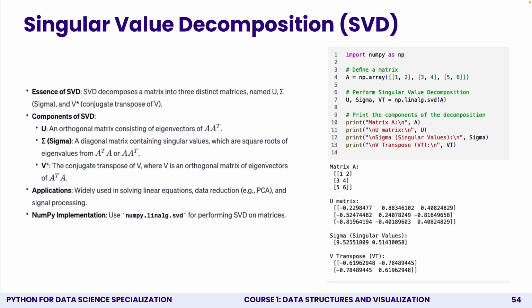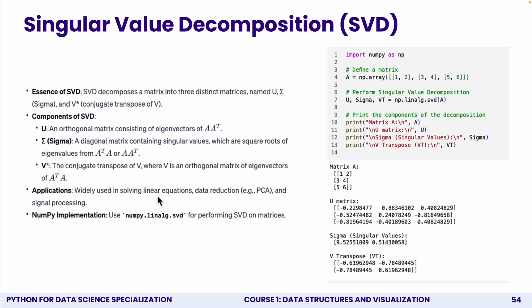So the last thing for today is the singular value decomposition. Do you know about this? It means you have a matrix and you decompose this matrix into 3 distinct matrices, and these matrices have some characteristics. The first one, U, is an orthogonal matrix consisting of eigenvectors of A transpose. The second one is called sigma. It's a diagonal matrix containing singular values, which are the square roots of eigenvalues. And V star is the conjugate transpose, where V is an orthogonal matrix of eigenvectors of A transpose A.